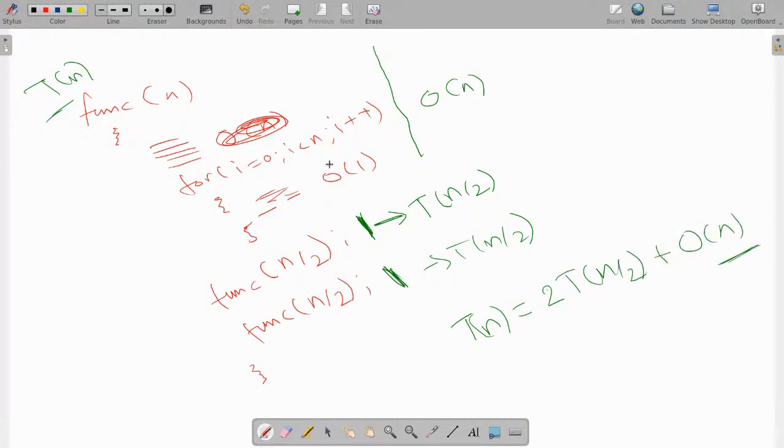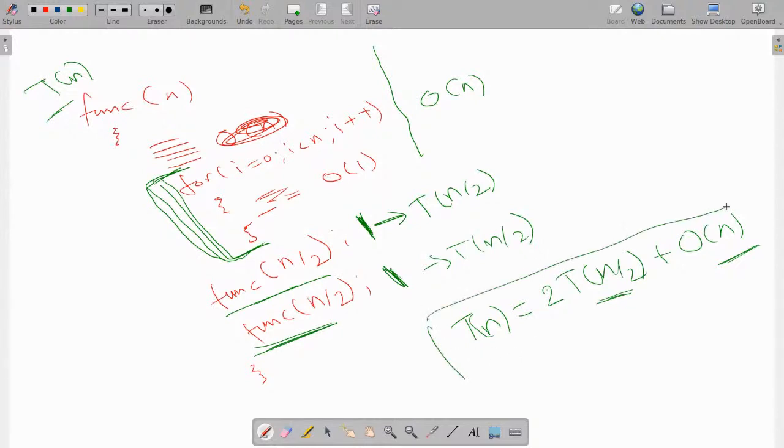O of n is the constant complexity that is executed every time a recursive call is made. And this T of n by 2 is the complexity of the recursive call. I think this is clear now. How are we getting recurrence relations out from recursive calls? Any doubt till here?